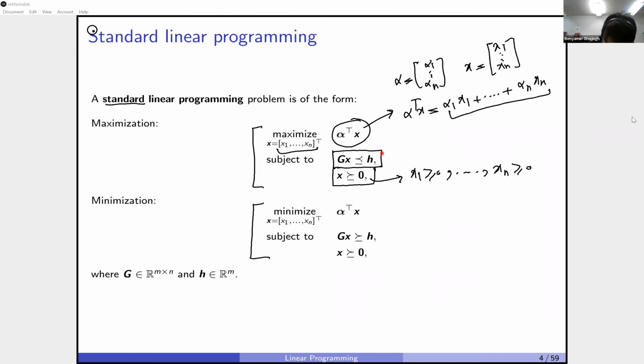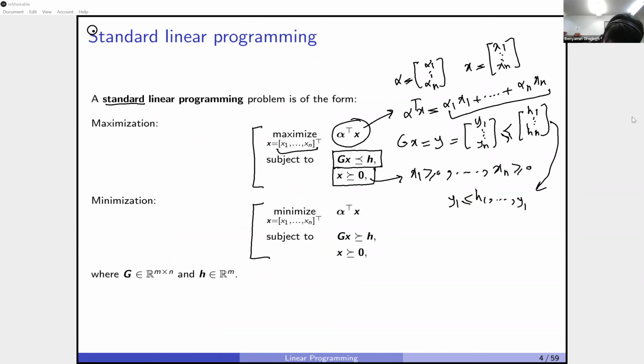So assume that Gx, we write it by y, whatever. So y1 to yn. So I'm denoting Gx by y, right? And this is less than or equal to h. So assume h is h1 to hn. This means y1 is less than or equal to h1 until yn is less than or equal to hn. So this is what it means.